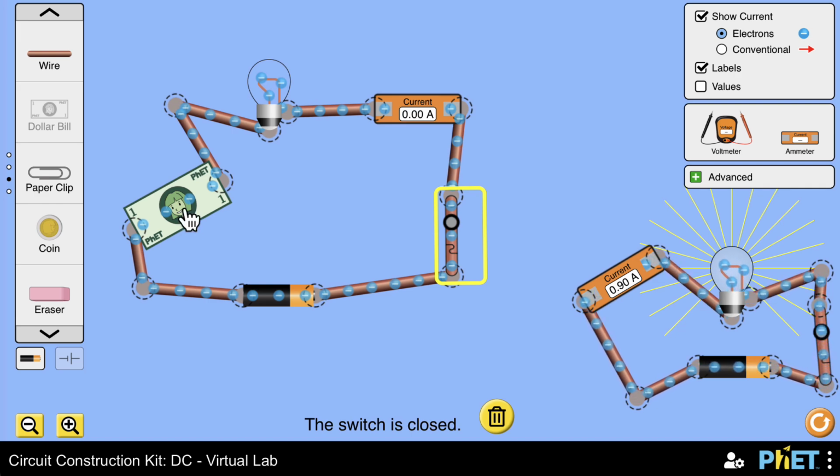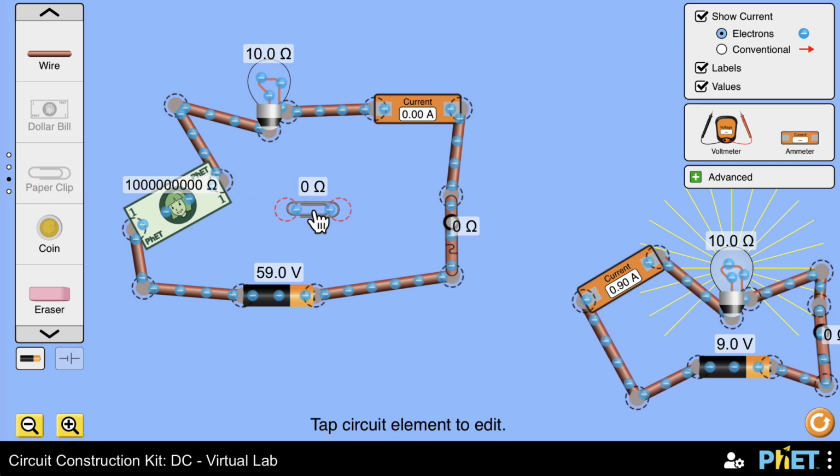Insulators, you can think about as materials with infinite resistance. Look at this number. How many zeros here? 1, 2, 3, 4, 5, 6, 7, 8, 9. So 1 billion resistance. That's why the current is really small, approaching zero. Now let's bring the paper clip back and see the reading. It's zero because it's a conductor.